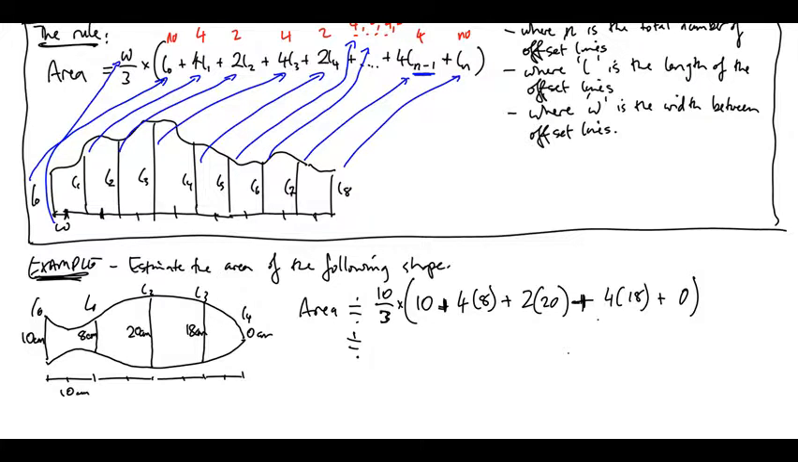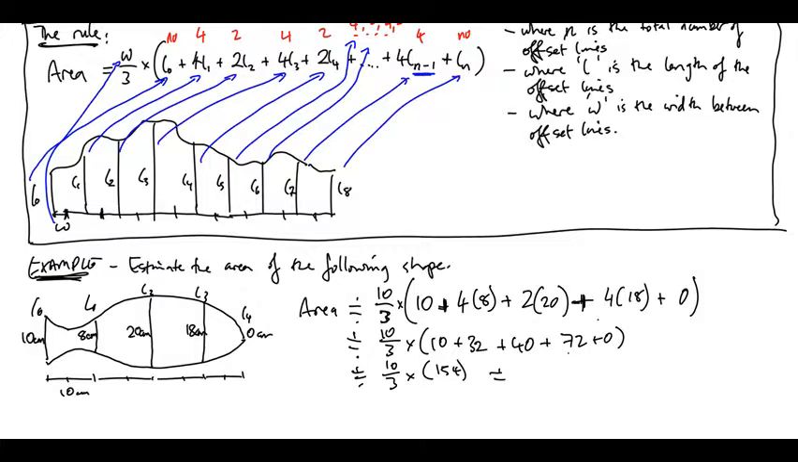So, need to work out the brackets first. 10 over 3 times by 10 plus 4 lots of 8, plus 2 lots of 20, 40, plus 4 lots of 18, 72, plus 0. Still haven't worked out the bracket. 10 over 3 times by 10 plus 32 plus 40 plus 72 plus 0. 154. So we worked out the brackets.